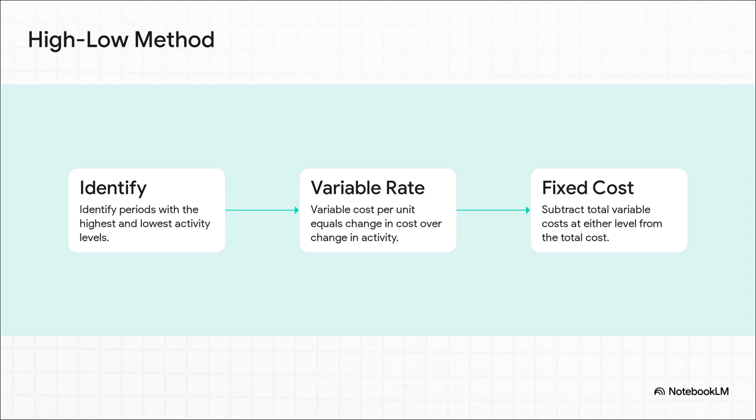Once you have those 2 points, step 2 is a simple rise over run calculation. Variable cost per unit is the change in total cost divided by the change in activity. Finally, step 3, you just plug that variable rate back into the total cost equation for either the high or the low point to solve for your total fixed cost.